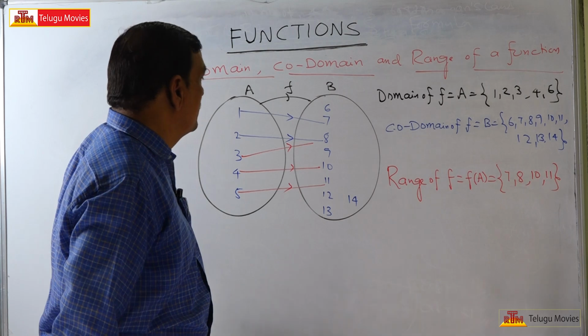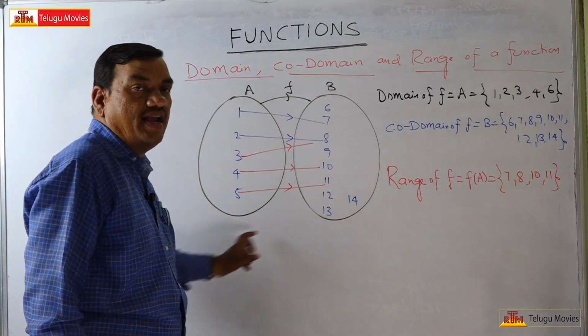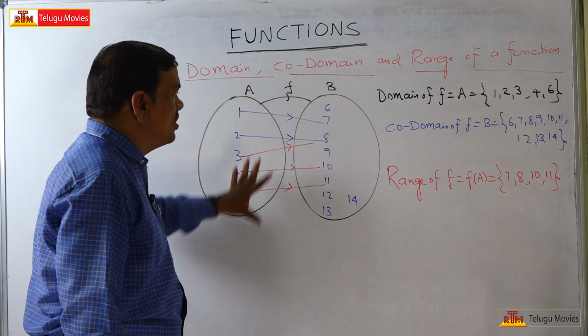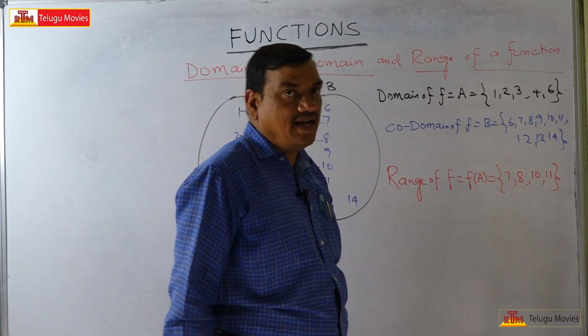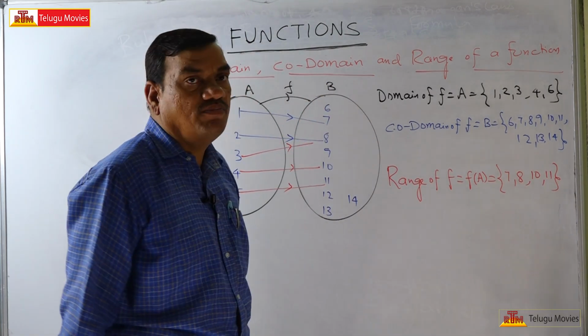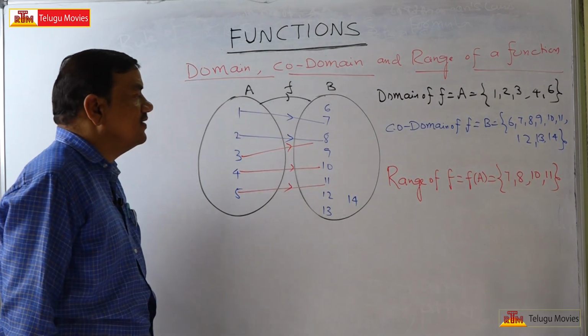So here, the set of all the elements which belong to A is called the domain of the set A. Understand? It is called the domain of the set A. That is 1, 2, 3, 4, 5.